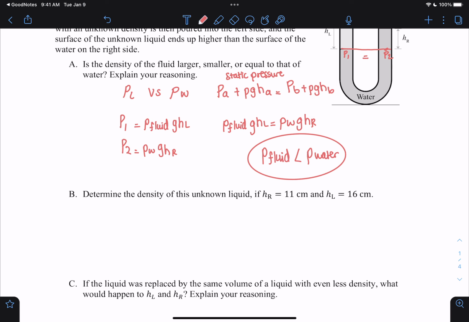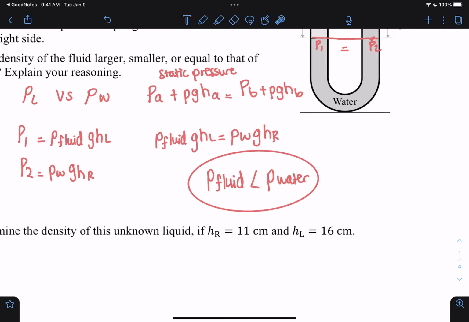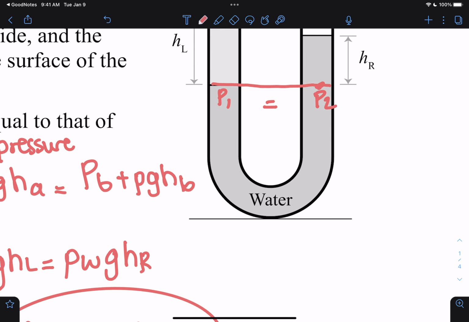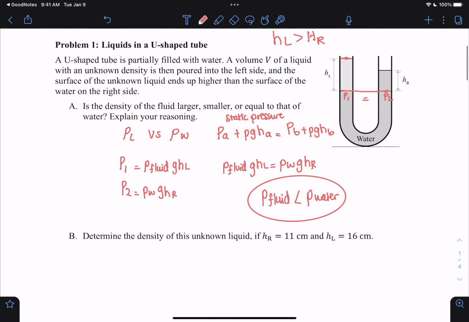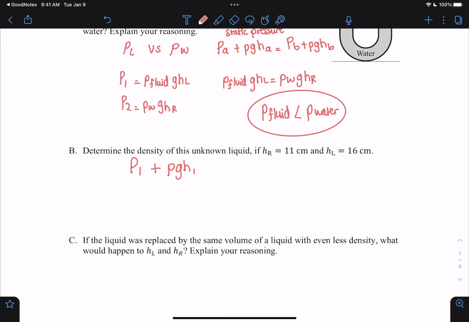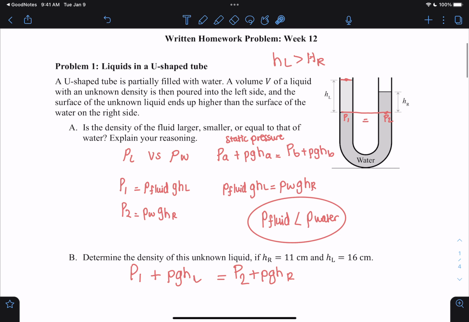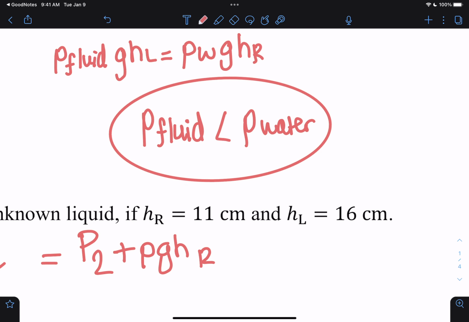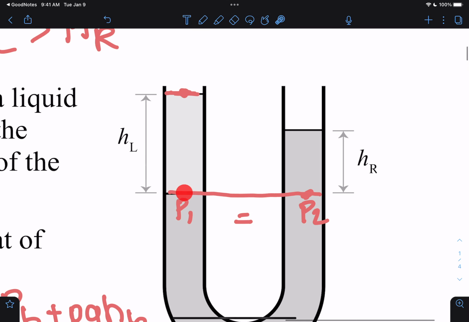Yeah, once again, use the hydrostatic pressure equation, right? And we can use the same points again, P1 and P2. We know those should be the same pressure because they're at the same height. So we can say P1 plus rho g HL at that point equals P2 plus rho g HR, because we want to use the values that they have, which correspond to these two pressure points. Here's HL at this pressure point, here's HR at this pressure point.